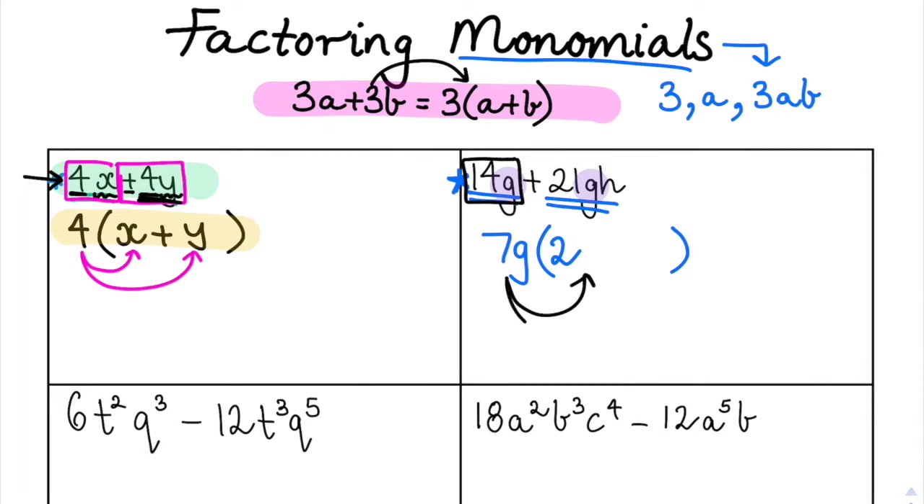Since we're done with our first term, now we can ask ourselves, 7g times what will give us this second term of positive 21gh? Let's focus on the number first. 7 times positive 3 would give us positive 21. We already have our g out the front, so we don't need to pop another g inside the brackets. However, you will notice that we also have an h in the second term, so let's pop that inside here. And there you have it, problem number 2 complete.